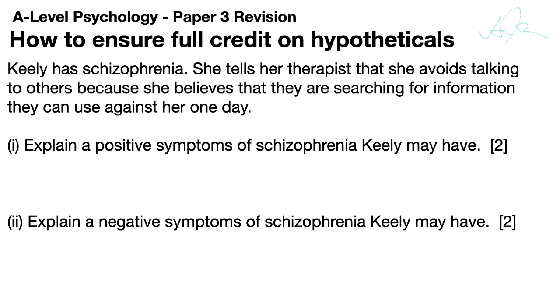Negative symptom could be a lack of sociality or a lack of socializing or asociality. So I could just write the word asociality. I might get a point for identification, but I haven't explained it in context. So she avoids talking to people, which shows she is socially withdrawn, which is a negative symptom of schizophrenia.